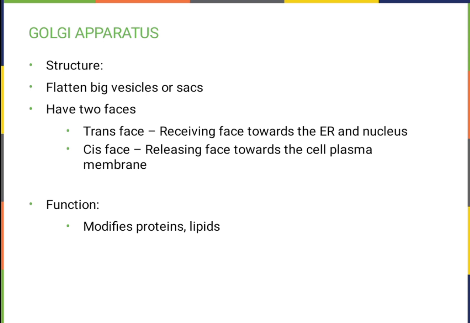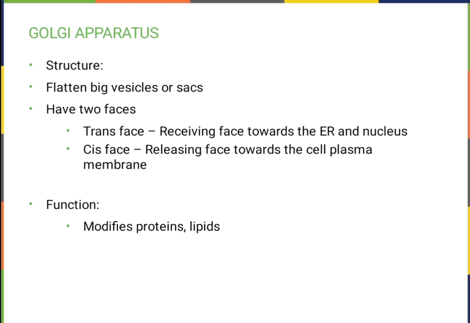So when you look at the Golgi apparatus, it is also flattened big vesicles or sacs known as cisterna, which have two faces. The receiving face towards the endoplasmic reticulum is known as the cis face. So molecules, the vesicles that are coming from the rough endoplasmic reticulum, join the Golgi apparatus at the cis end. Now, as they move through the Golgi, a molecule, like if it is a protein, undergoes modification and it is finally released to the cell membrane through the trans end or the releasing face.